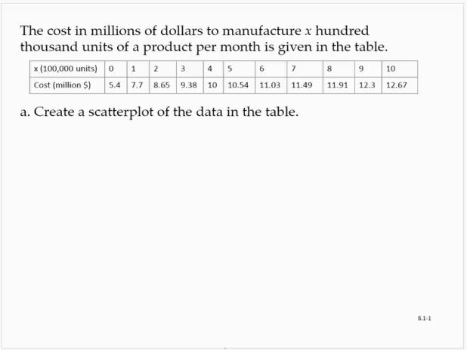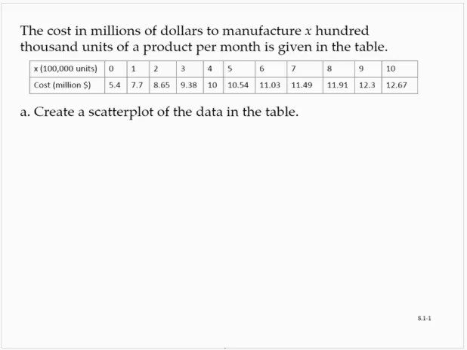The cost in millions of dollars to manufacture X 100,000 units of a product per month is given in the table. Here we have a table with an X row in terms of 100,000 units and cost in millions. We're asked to create a scatter plot of the data in the table.